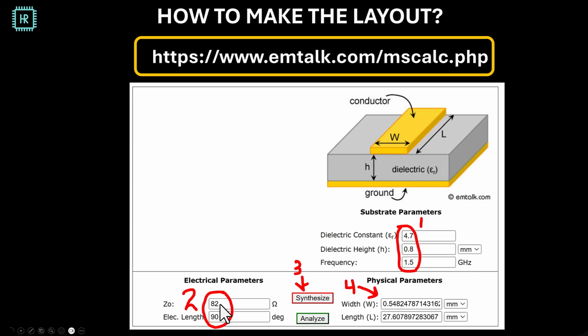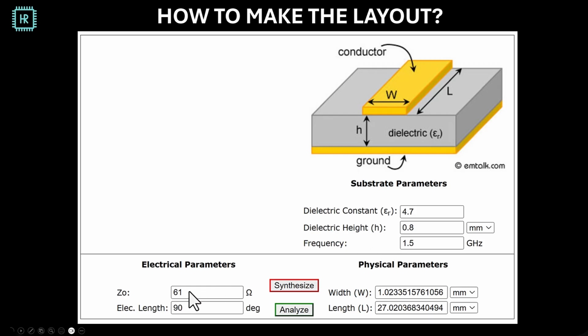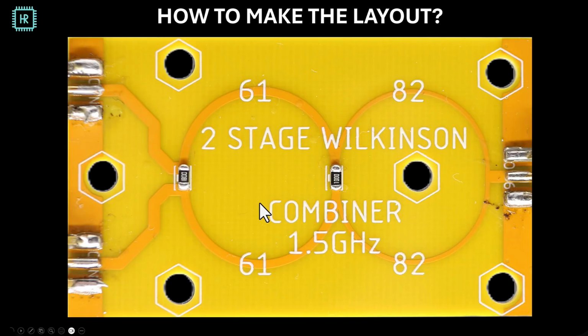You just tell what kind of impedance you want, in this case 82 ohms, and what electrical length, that's 90. You press synthesize, and this comes out. Very simple, 0.55 millimeters wide, 27.6 millimeters long. Now we can do the same thing for 61 ohm, then you get to 1 millimeter in width and 27 millimeter length. So this is what you get.